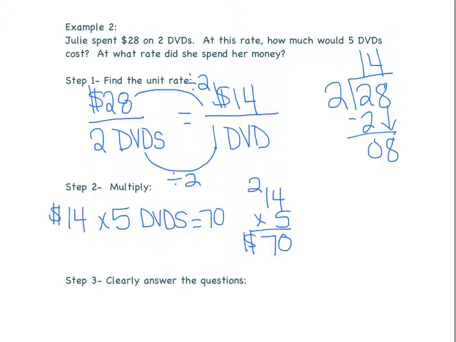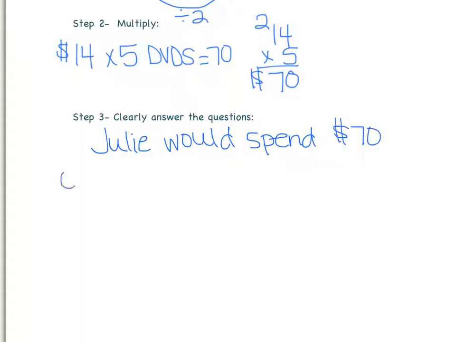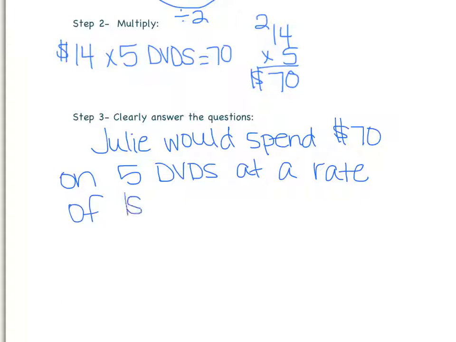And finally, we want to make sure our answer is very clear. So the way that we would write our final answer is that Julie would spend $70 on 5 DVDs at a rate, which in this case again means like the price, of $14 per DVD.